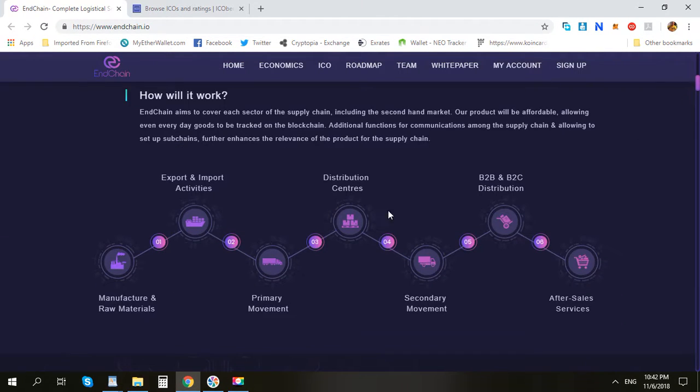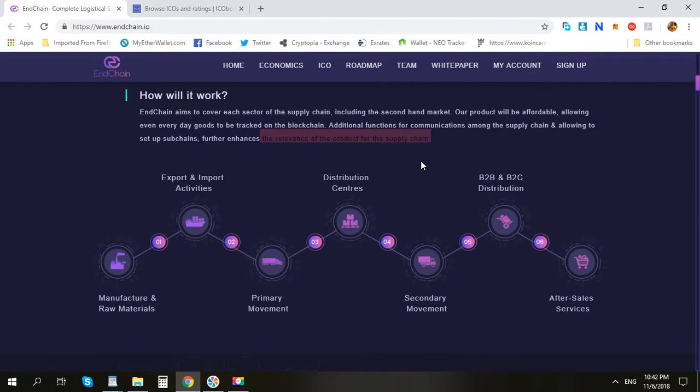So how does it work? Endchain covers each sector of supply chains, including second-hand. It means if your product is a second-hand product, you can still check and track it on this blockchain. The service will be affordable, allowing even everyday goods to be tracked on the blockchain. There are additional functions for communication among the supply chains, allowing you to set up subchains, further enhancing the balance of products on the supply chains.